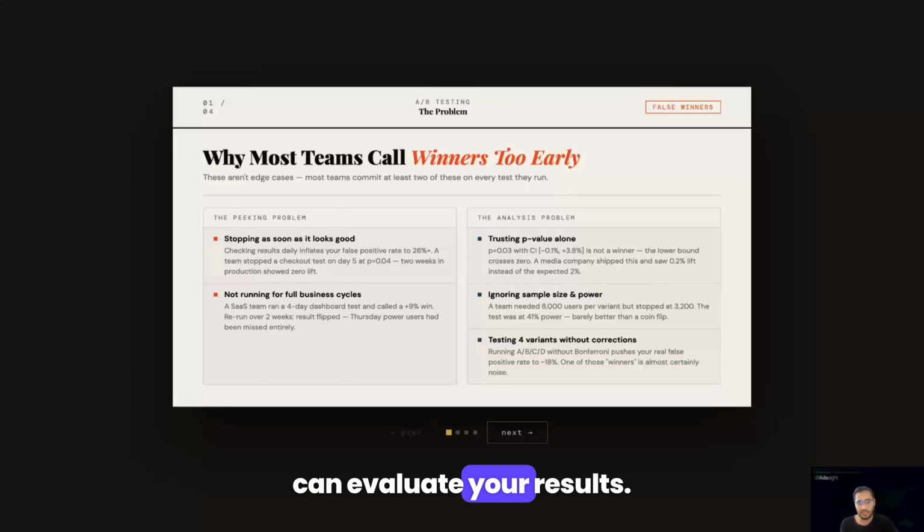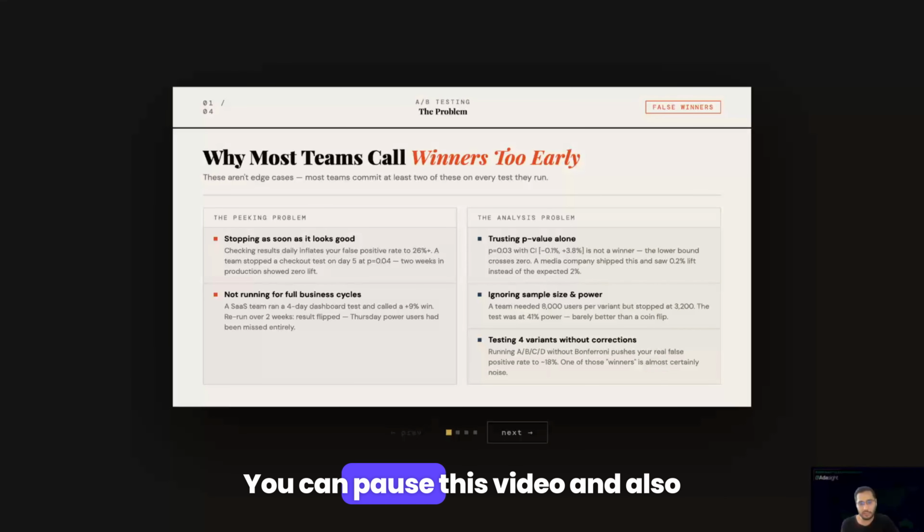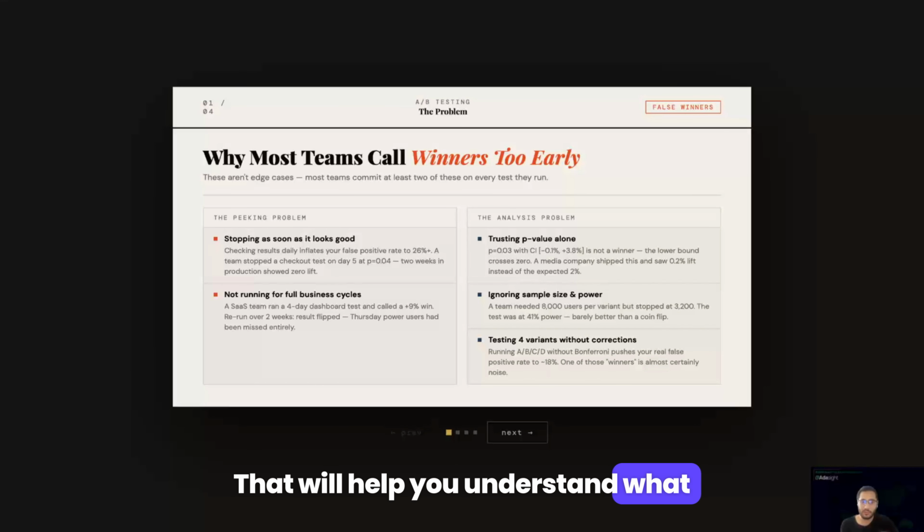You can evaluate your results, but then you also have to look at your confidence interval. And then you also have to keep in mind your MDE, so that the real lift that you're going to see is going to be strong. So you have to make sure that you are evaluating your p-value in combination with the confidence interval and also in combination with the MDE. You can pause this video and look at this example here. That will help you understand what you need to check as a second step.